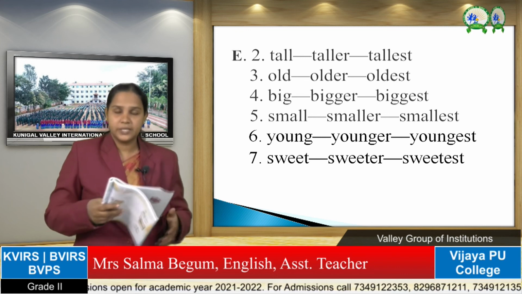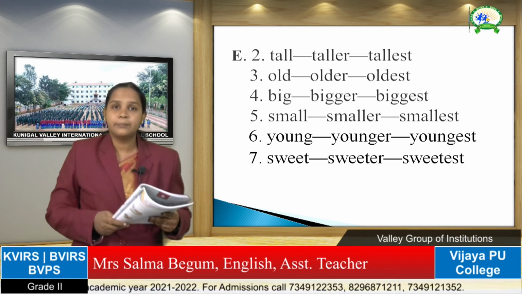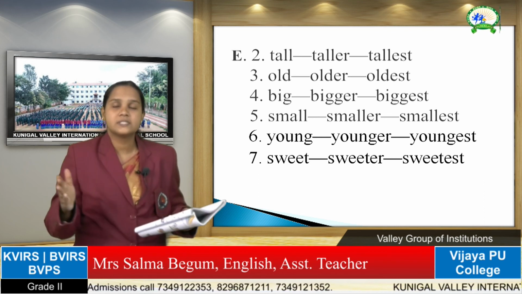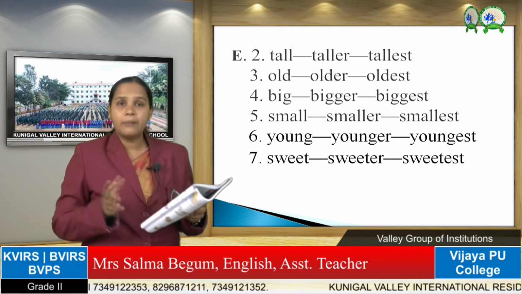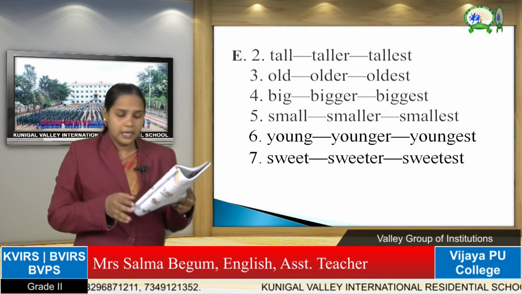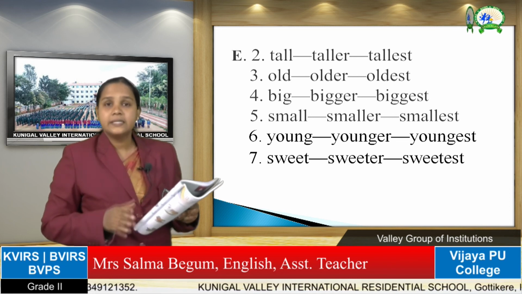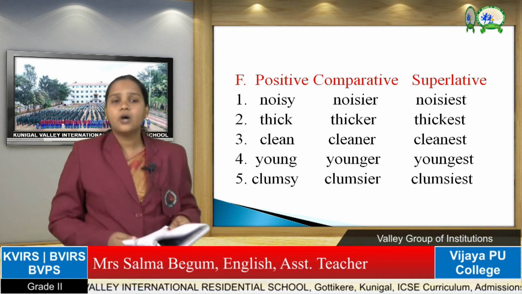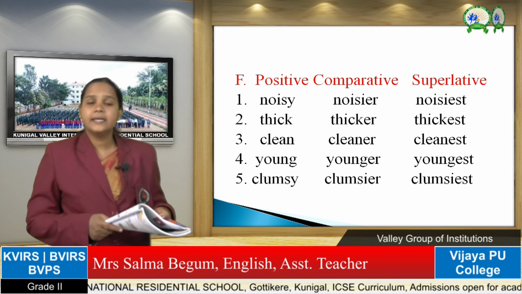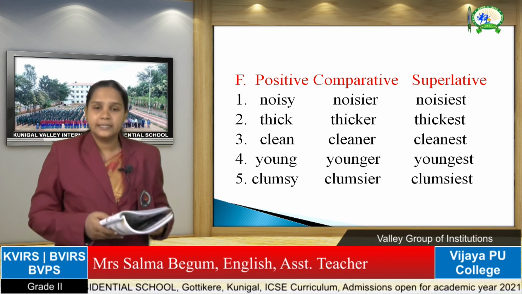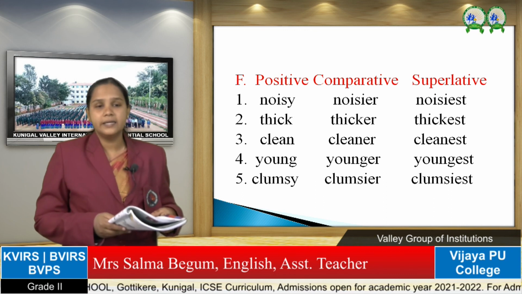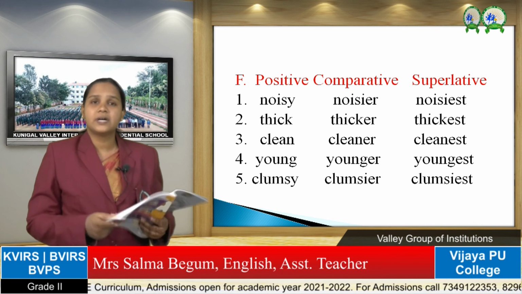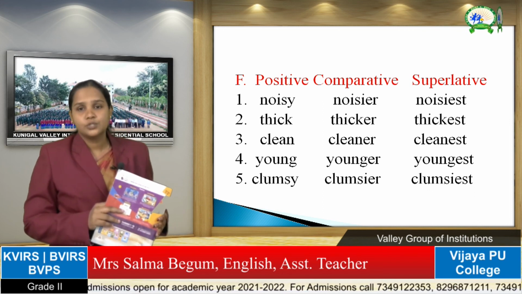Sweet, sweeter, sweetest. Now we have positive, comparative and superlative degrees. The positive tells us the positive attitude of a noun. Comparative, we are going to compare the nouns. Superlative. These definitions you will be getting in the next class, but you can complete this table. Noise, noisier, noisiest. Thick, thicker, thickest. Clean, cleaner, cleanest. Young, younger, youngest. Clumsy, clumsier, clumsiest. These are the three types of adjectives: positive, comparative and superlative.